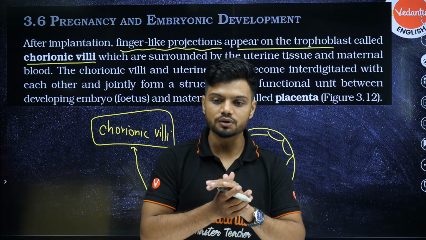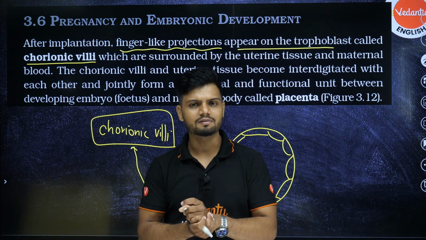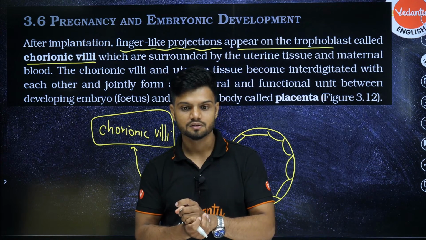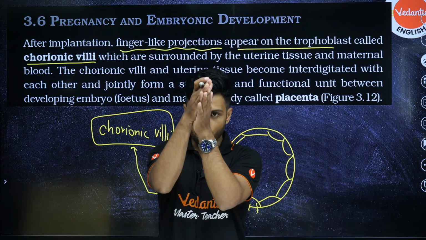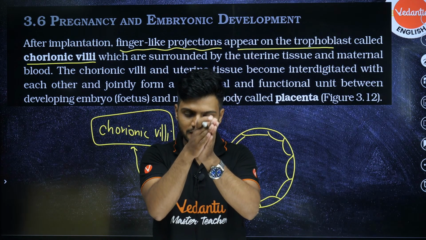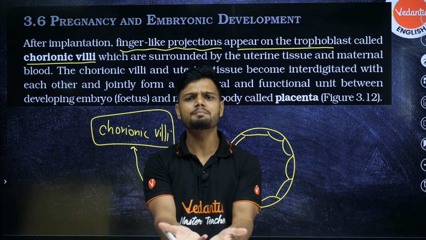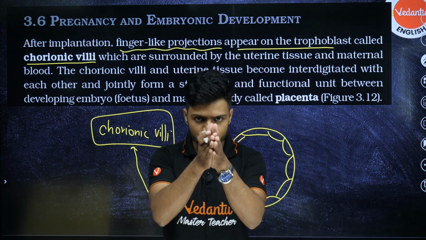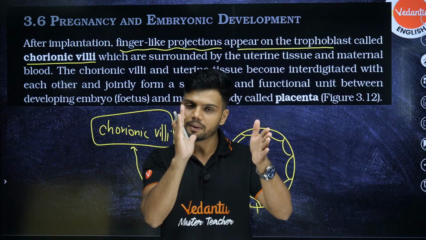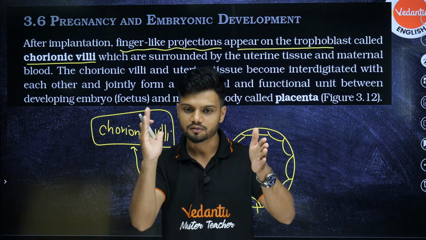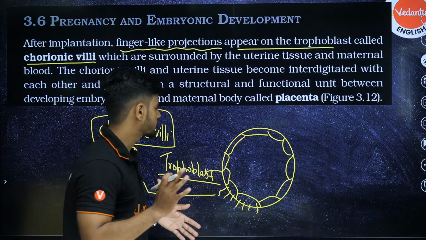So what happens if the uterine tissue does not divide? Why will the uterine tissue divide? Tell me in the chat. If the uterine tissue does not develop properly, what will happen? The uterine tissue is divided into outer perimetrium, middle myometrium, and inner endometrium. If the endometrium is not there, implantation will not happen. Simple. If the endometrium is not developed, if there is no progesterone, then there is no implantation. The endometrium is very important.